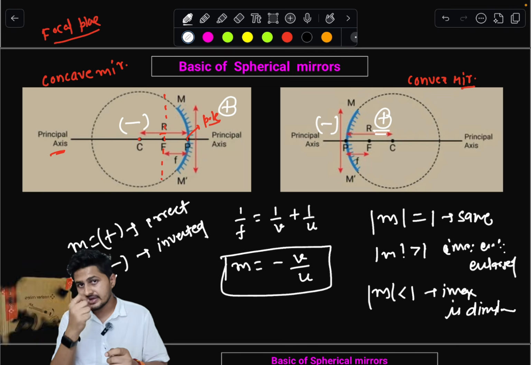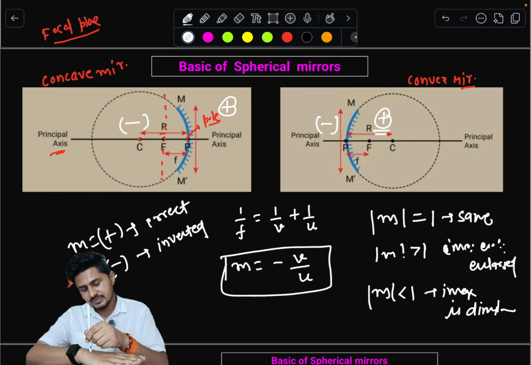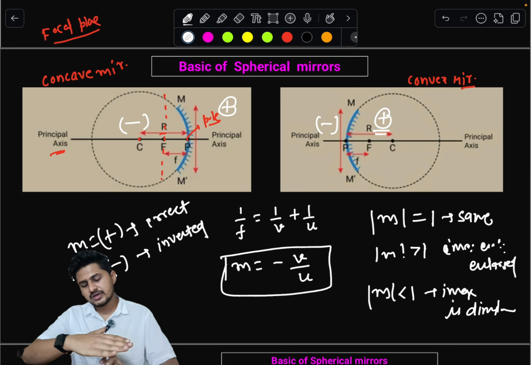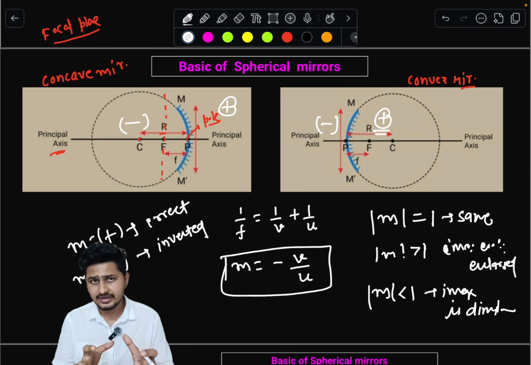M negative means inverted image. What is that meaning? This is the principal axis, suppose this is the object, and now the image is inverted, which means if the object is above the principal axis, the image is going to form below the principal axis. That is the meaning of inverted and erect.